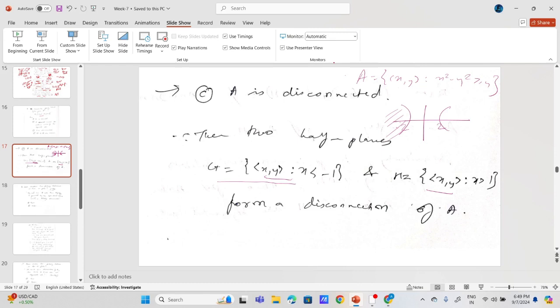Ma'am, if we take the whole right half and left half plane, then it will also form the separation. Yes, so that's what we have taken. You can take that also. So this we are taking from minus 1 and this we are taking from 1. Yes, ma'am, with the intersection of G with A and intersection of H with A, because we are talking in the subspace topology of A. Yes. So we are taking here G as this plane x less than minus 1 and this plane x greater than 1. Okay, if we take two sets G and H.